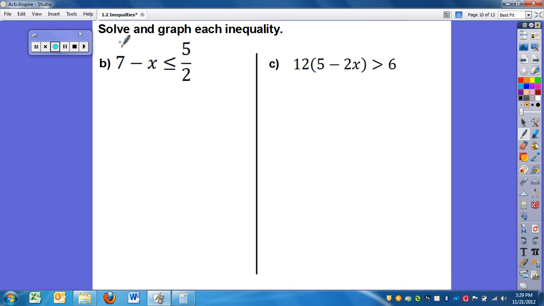So on B, I have 7 minus x equals 5 halves. So I'm going to minus 7.